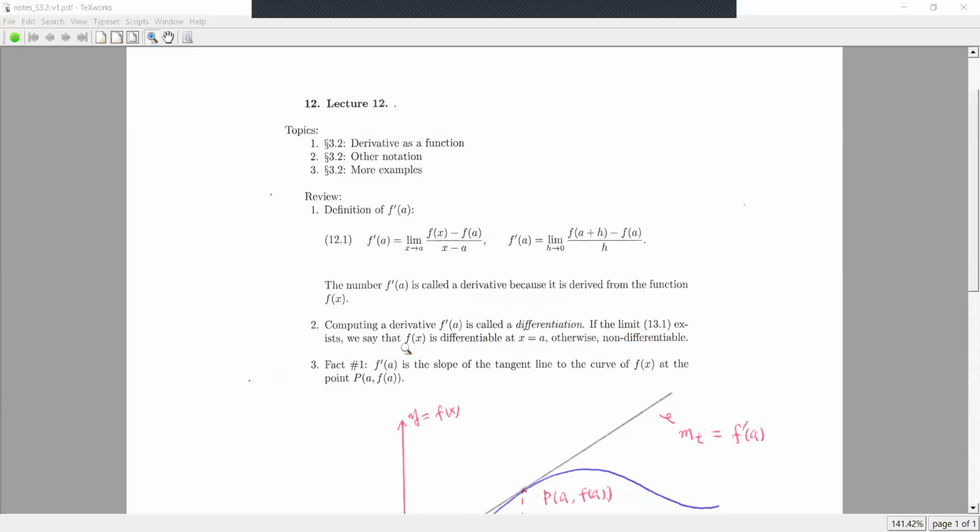If the limit exists, we say that the function f is differentiable at the point A. Differentiable means the derivative is computable. Otherwise, if the limit doesn't exist, we say that the function f is non-differentiable at the point A. Non-differentiable, the derivative is not computable at the point A.